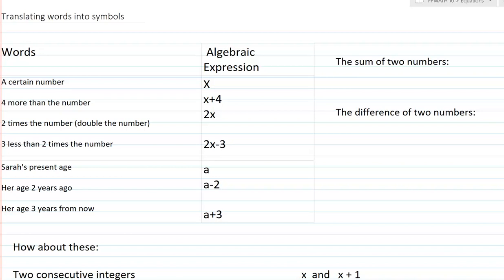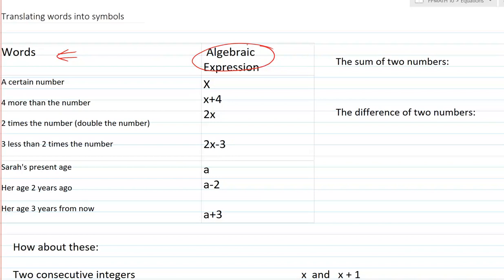Hello again. So today we are going to start dealing with word problems, but before doing that, we need to be able to translate words into symbols or mathematical language so that we can go ahead and actually solve the problem. So I wrote down a common set of words or phrases that need to be translated into algebraic expressions. So we have the words right here, and then we have the algebraic expression.